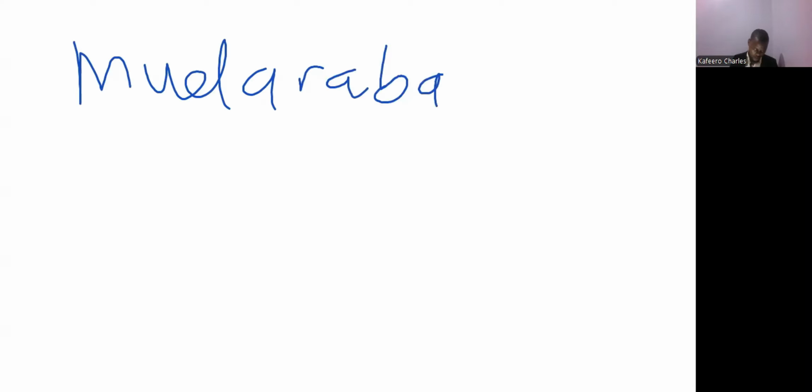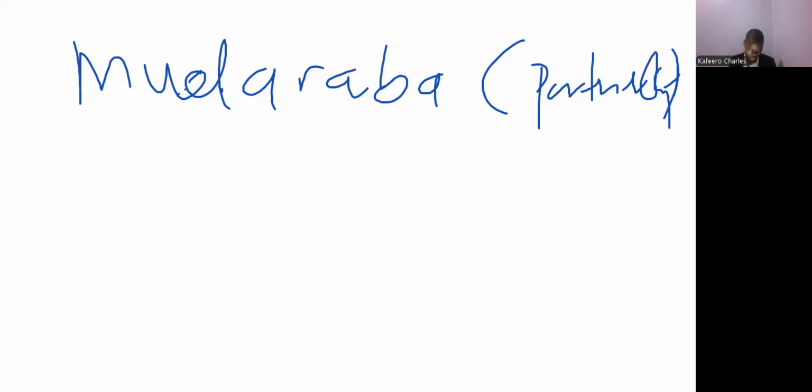So I want to go to the next one. We look at what we call the mudaraba. Mudaraba is also a partnership arrangement. But we want to understand how it is different from musharaka. Now, it's also a partnership transaction where one party supplies money.